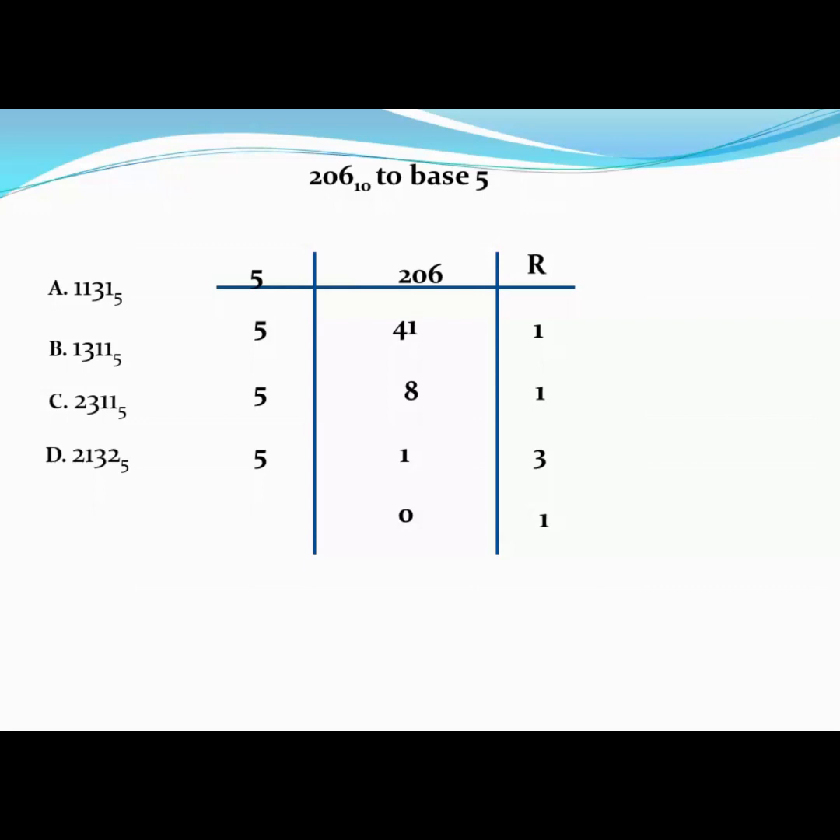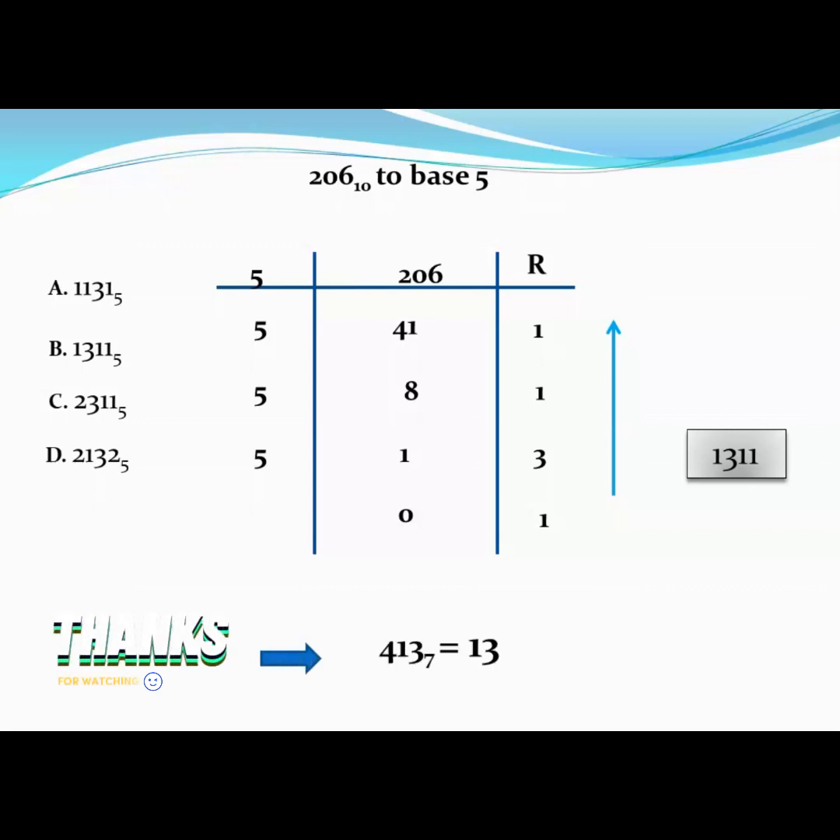Now what can we do next? We are going to start our counting from bottom to top. You see that the result will be equal to 1311. So 413 base 7 is equal to 1311 base 5. And if you look at the options, we see that B is the right option.